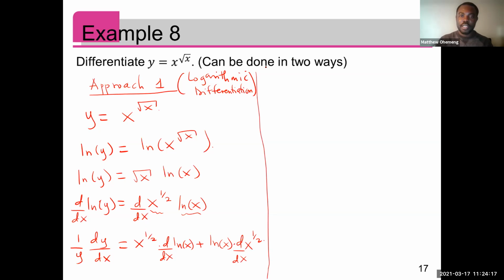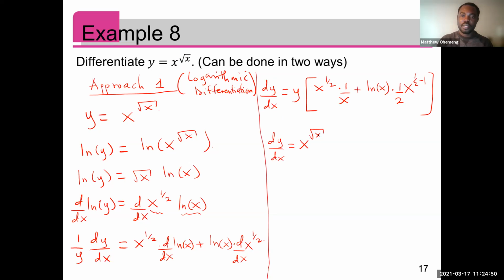And then when you get here, you get dy over dx equal to what? y times what? The result. So what do you have? You have x to the half here. And then the ln of x, the derivative of ln of x is just 1 over x. Plus you have ln of x here. And the derivative of x to the power half is, by the power rule, bring the power in front, subtract 1. So that'll be half minus 1. Right. But then you have an explicit solution for y. So put it back in. So that means the final derivative will be equal to what?